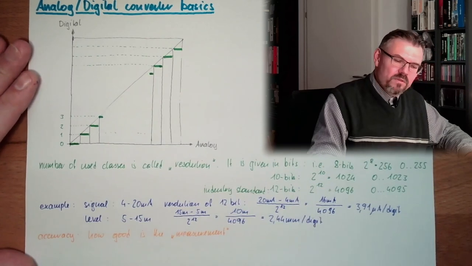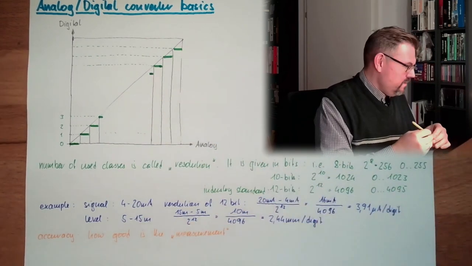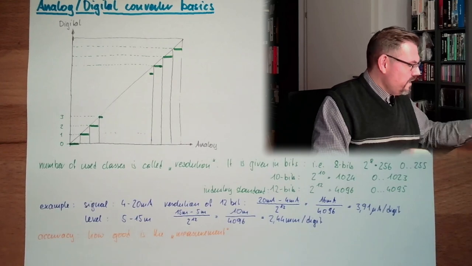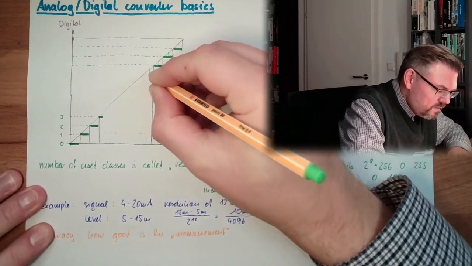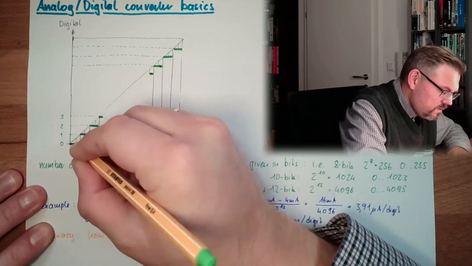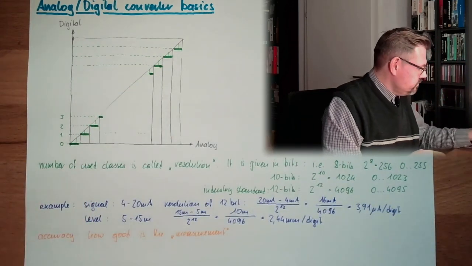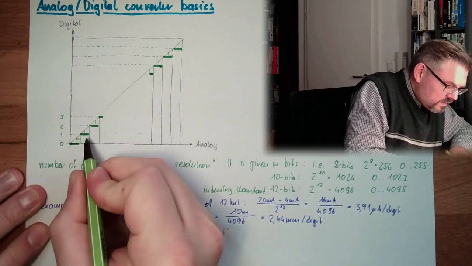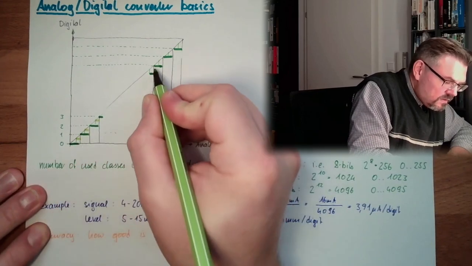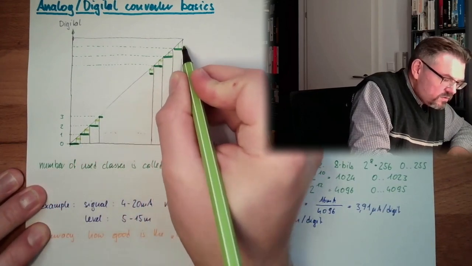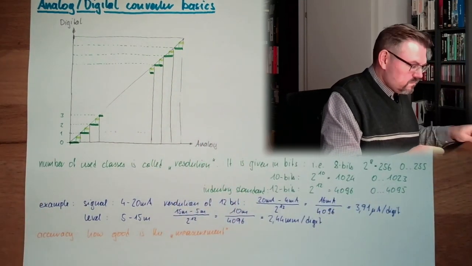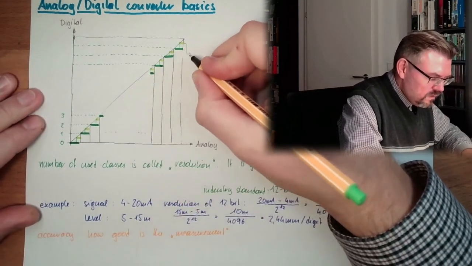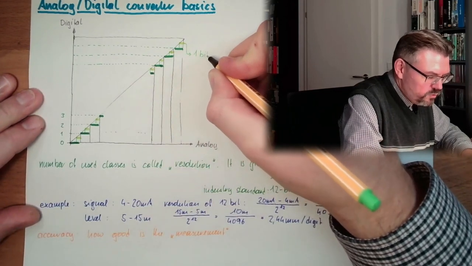So if I double the resolution in this example, then I would end up with steps like that. So this here, zack, zack, zack. It's now smaller steps. This is 1 bit more resolution.